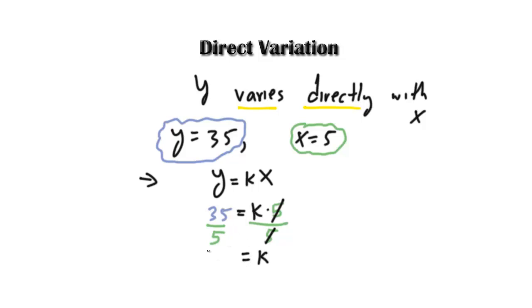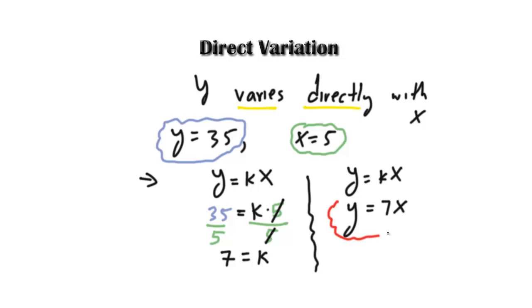And here it's just 35 over 5. That just comes out to 7. So k is 7. So we're going to use that information to write out our direct variation equation. So y equals kx, but we just found k to be 7, so let's go back and replace k. And look at that. This is our equation that relates y and x. And we're done.